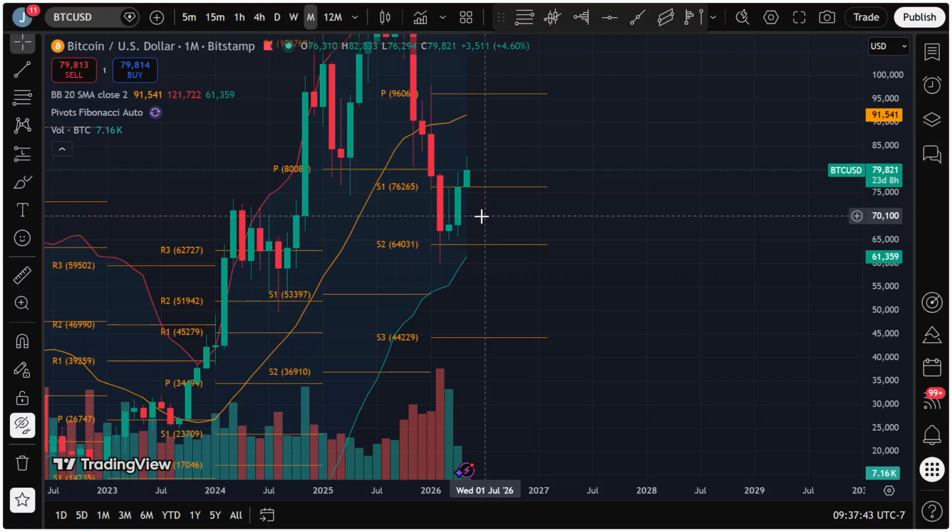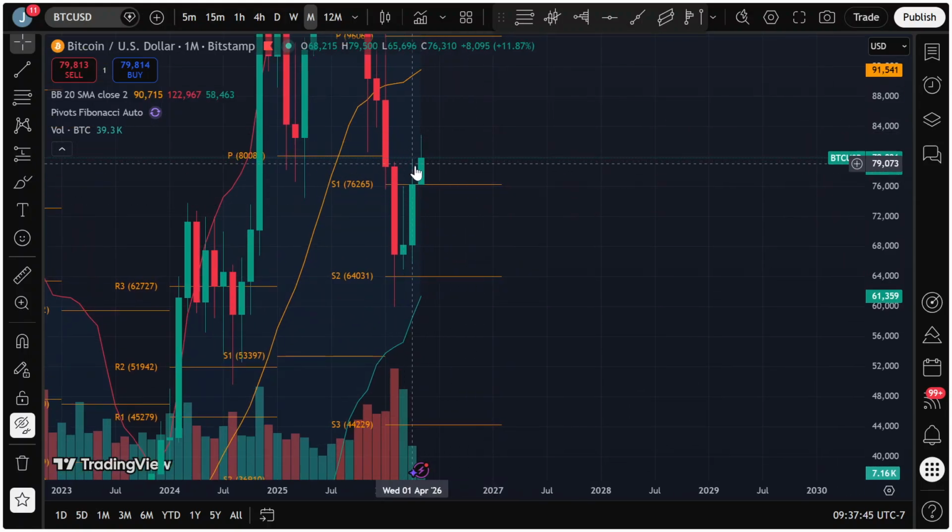And again, just for full transparency, this is a green candle at the moment. The only thing that needs to push it below to make it a red candle is a close below 76.3K. Now we have the whole rest of the month for that to happen.